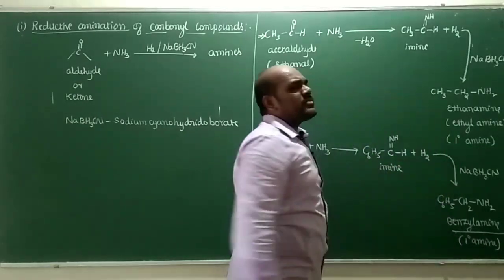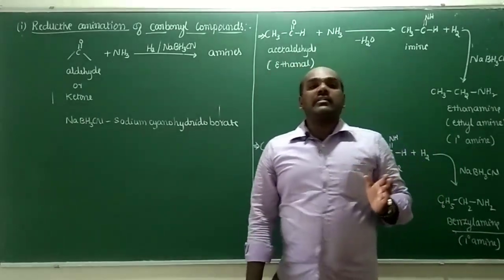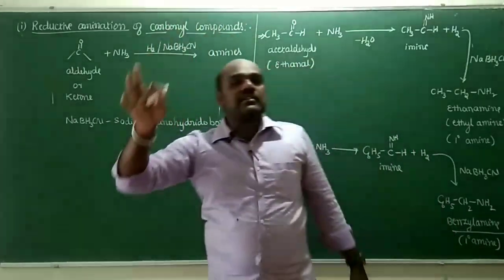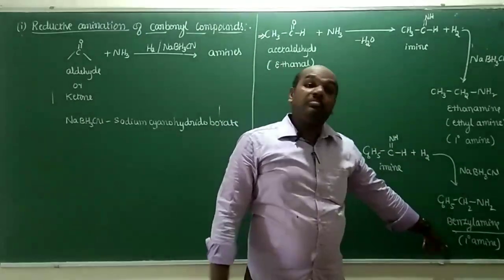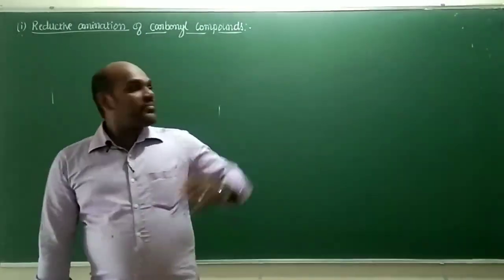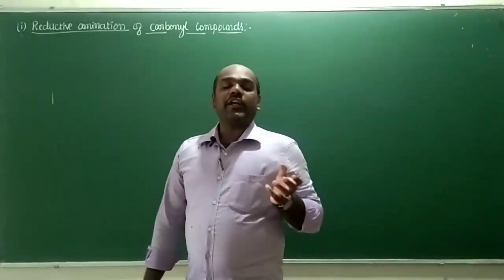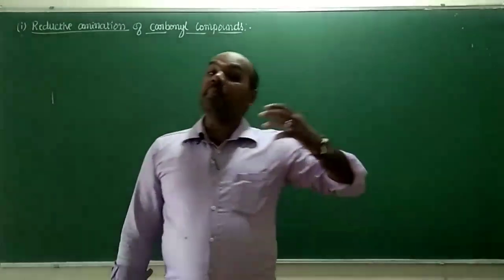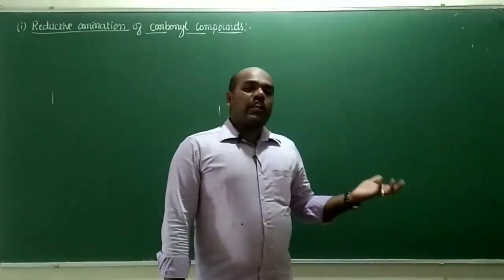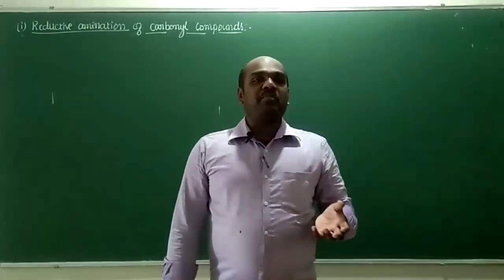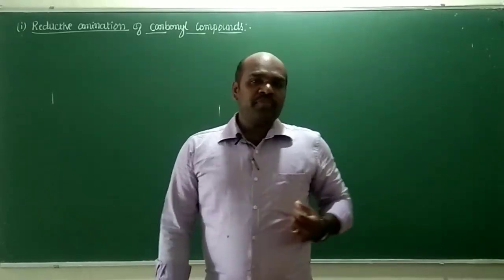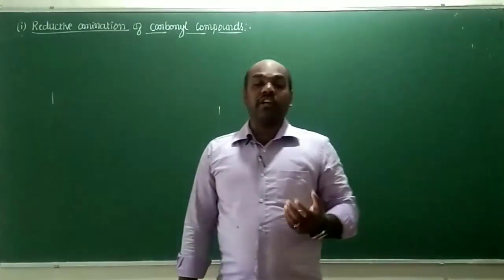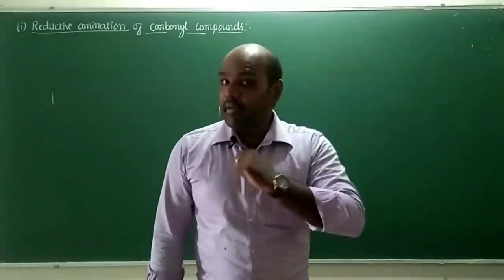So, one point we can observe here: when aldehydes are subjected to the process of reductive amination, that results in the formation of primary amines. Okay. So, we saw how an aldehyde on subjection to reductive amination will produce a primary amine. And now we shall go with another carbonyl compound, that is ketone.